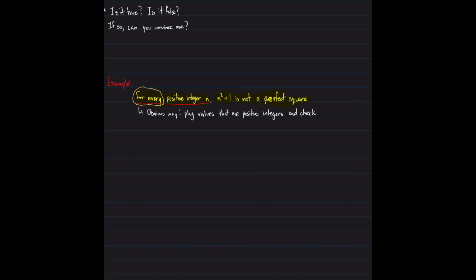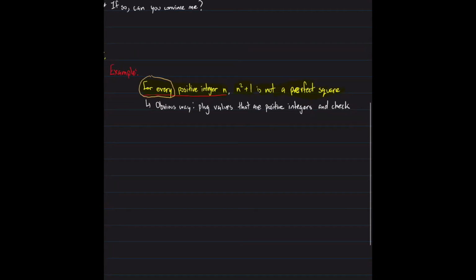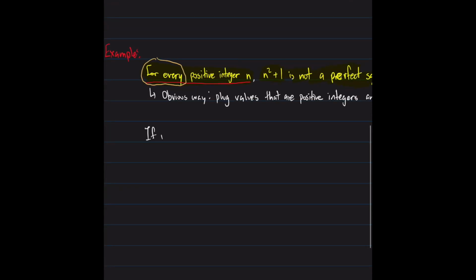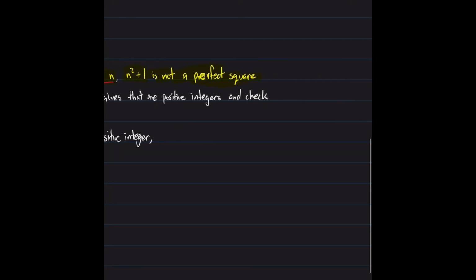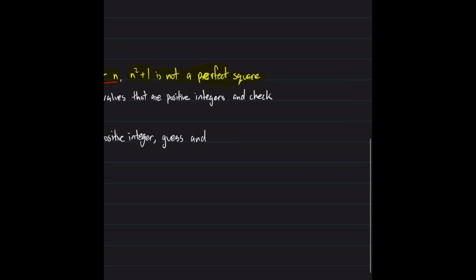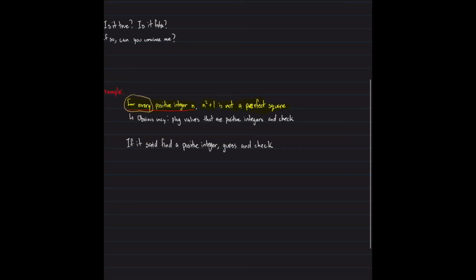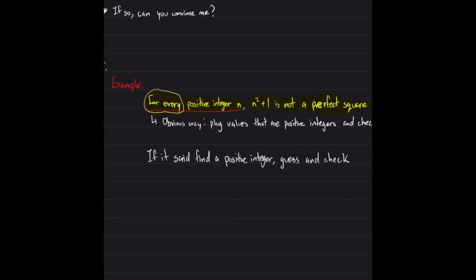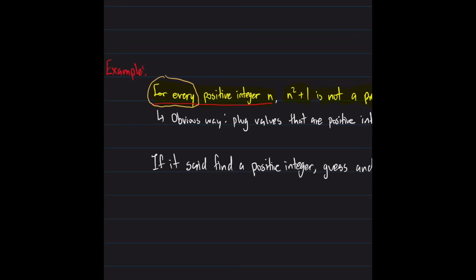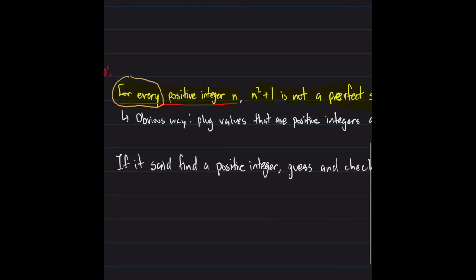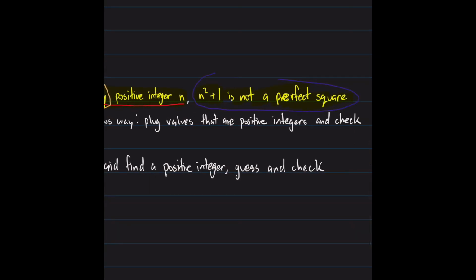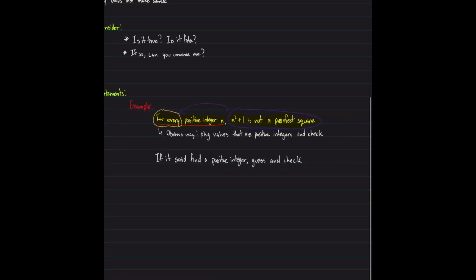Now, if it said "find a positive integer," then you could use guess and check, which is what we would do if we plugged in values that are positive integers and checked whether they meet the requirement. But it says "for every positive integer," which means every single positive integer that exists. This is true for every positive integer, so for every single one that exists, this will hold.